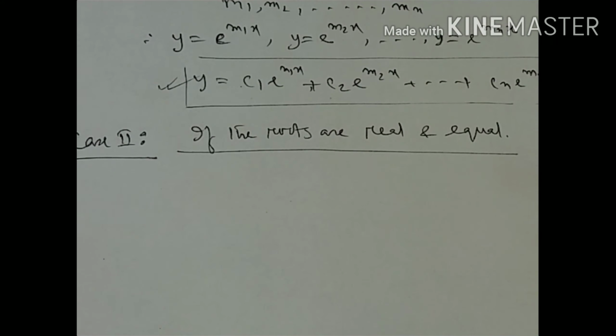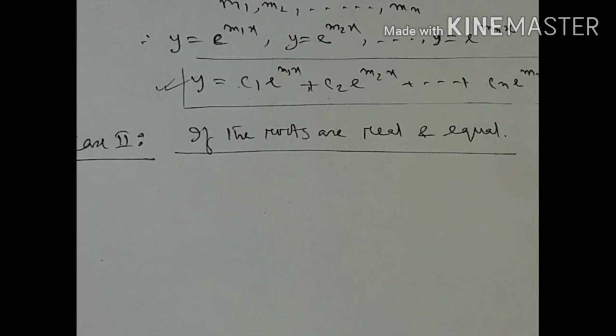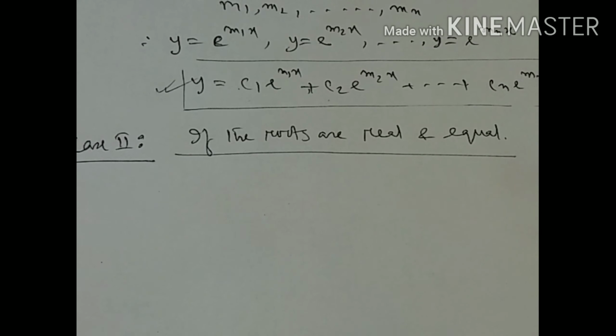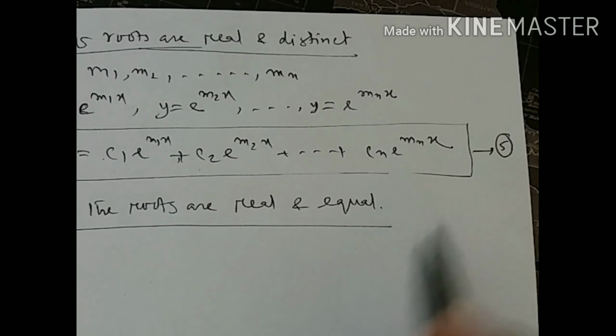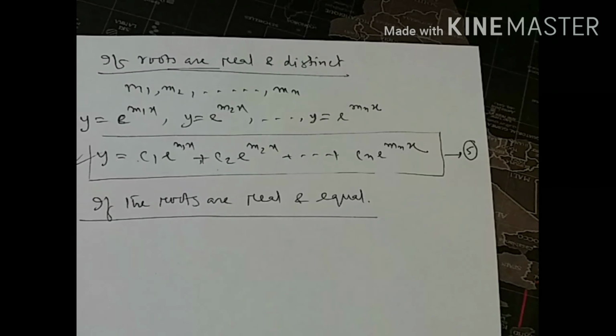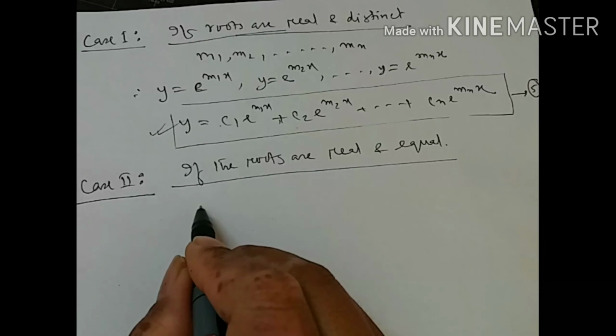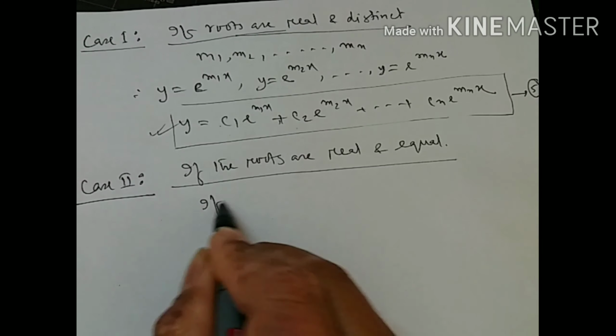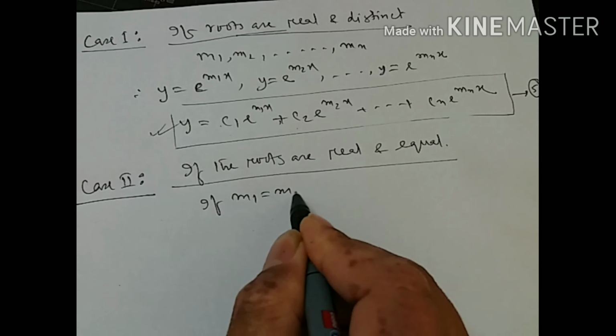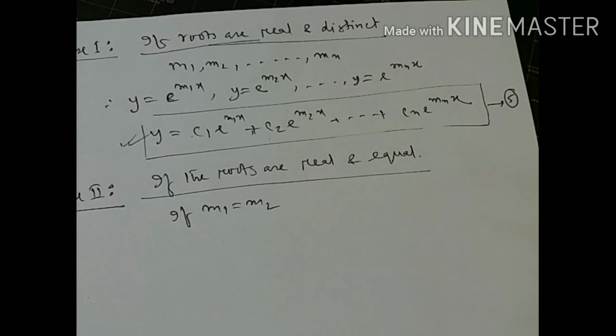Say the second case, that is, if the roots are real and equal. So if the roots of the auxiliary equation are real and equal, mark this previous equation by 5. If two roots are equal, that is if m1 equals m2, then what will we get from 5?